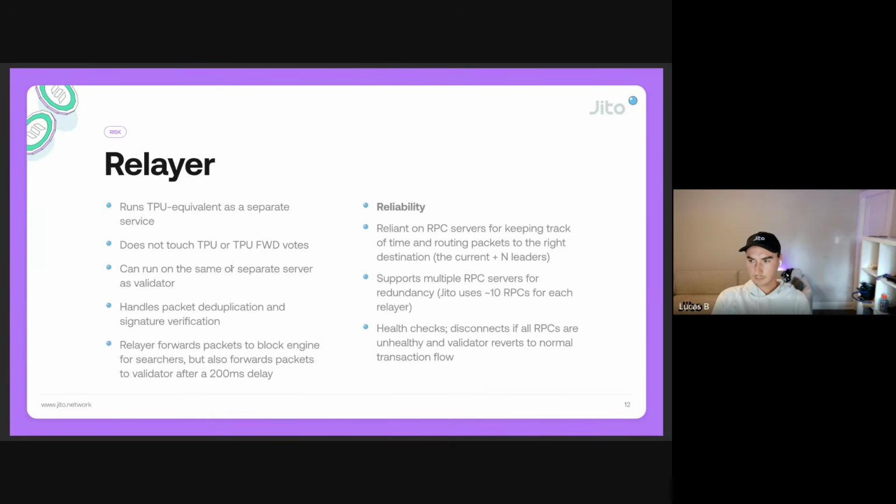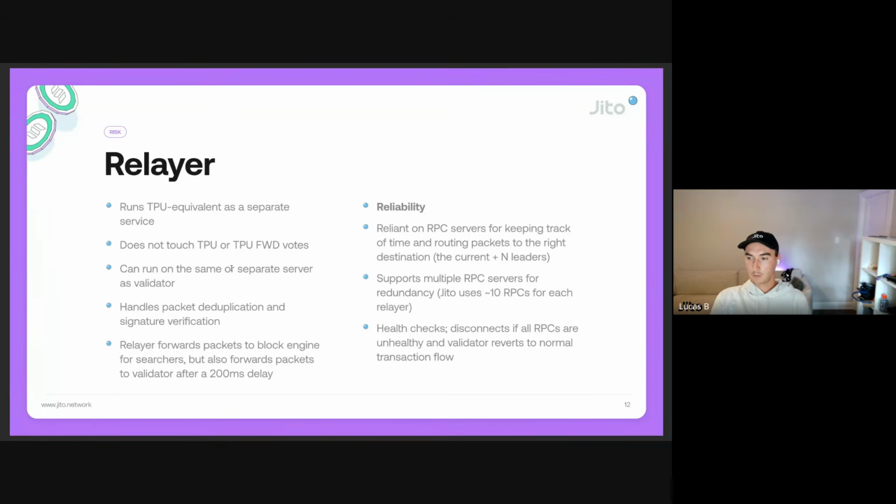As I mentioned, you can run it on the same or a separate server. It's very low compute compared to the rest of the validator that's executing transactions. It's basically just managing QUIC connections, running signature verification, and it also does the packet deduplication.